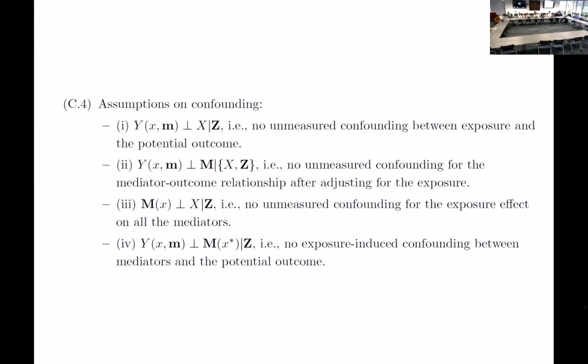So basically we have to assume there's no unmeasured confounding between the exposure and the potential outcome, no unmeasured confounding for the mediator-outcome relationship after adjusting for the exposure, and no unmeasured confounding for the exposure on all the mediators. Finally, there is no exposure-induced confounding between the mediator and the potential outcome.